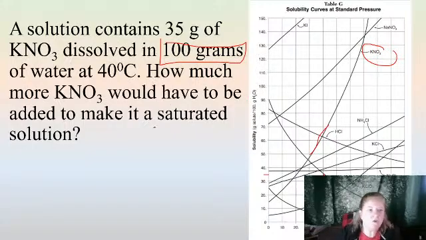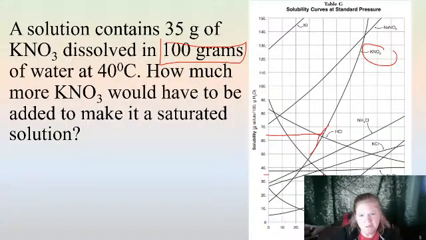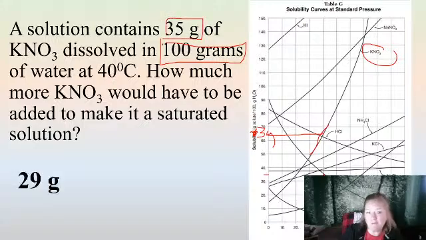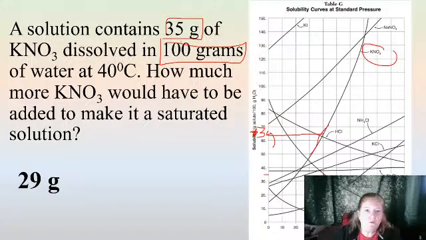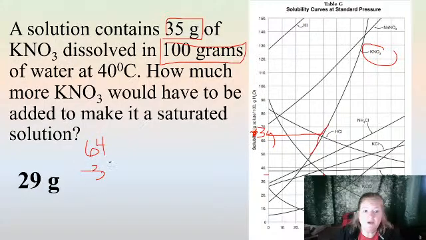So the question says, how much more KNO3 would we have to add to make it saturated? Well, it's saturated when it's on the line, right? But it didn't say I changed the temperature. So you go up from 40 until it hits the line. So maybe like 63 or so? I'll say 63 right now. 63 grams is what it could hold, but I only put 35. So how would I find out how much? I'm going to subtract them, right? Now, this math right here, 29 grams, is done using 64 minus 35.